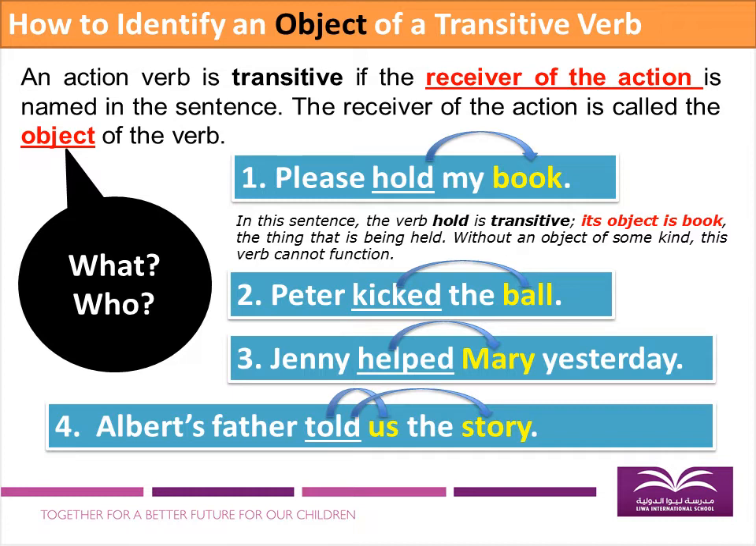Number 1. Please hold my book. As you can see, hold is the verb here. And this verb is called a transitive verb. Why? Because it has an object. And the object of this verb is the book, because the thing that is being held here is the book. Without an object of some kind, this verb cannot function.